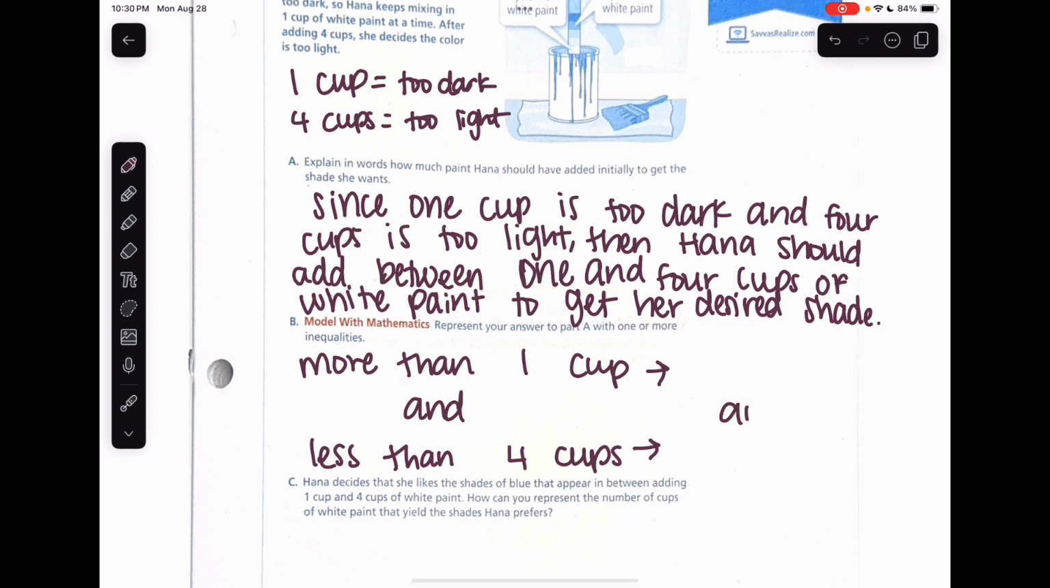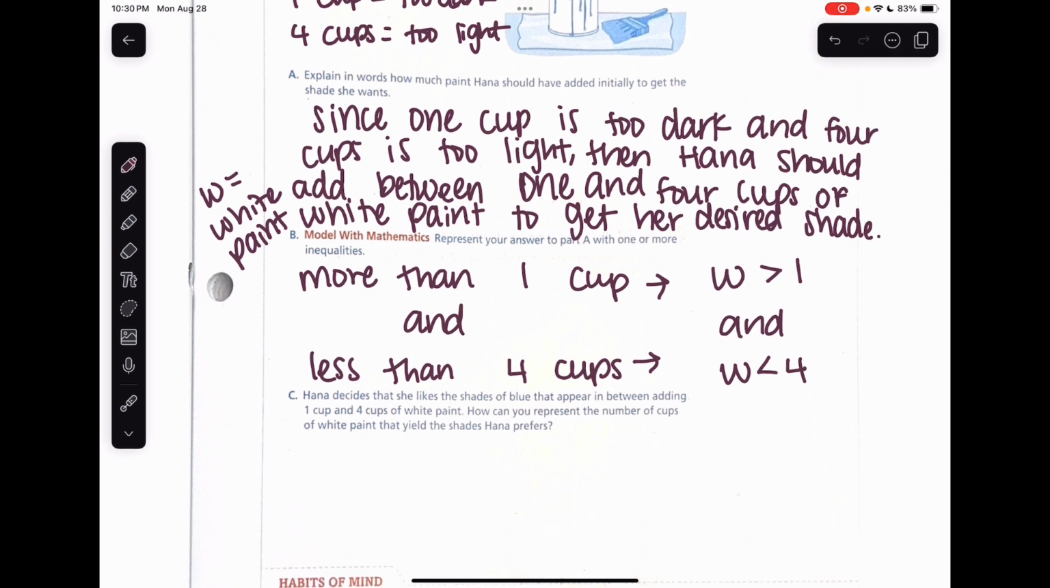And if that's the case, this is what we can say. We've got 2 inequalities. So if she needs more than 1 cup, since we're talking about white paint, W is going to be our cups of white paint. All right, so we'll have W needs to be greater than 1, and W also needs to be less than 4. Okay, so the cups of white paint needs to be between 1 and 4, so bigger than 1 but less than 4.